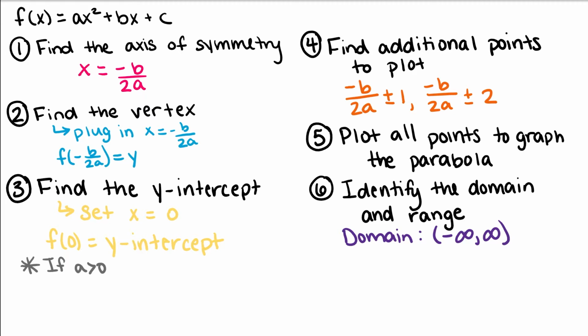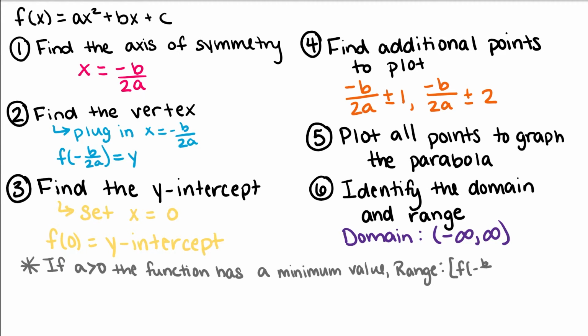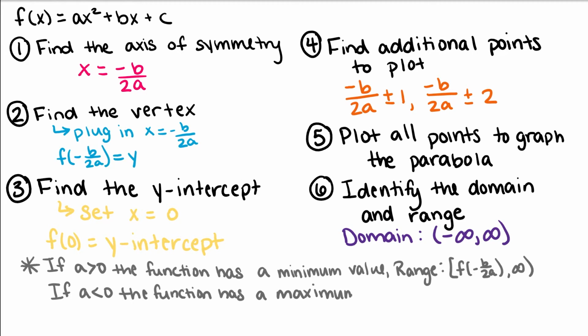If a is greater than 0 or is positive, then the function has a minimum value at the vertex, and our range is the y term of our vertex, or f of negative b over 2a, to infinity. So it starts at our vertex and goes all the way to infinity. If a is less than 0, or our a term is negative, then the function has a maximum value at the vertex, and our range becomes negative infinity to the y-coordinate of our vertex, or to f of negative b over 2a.